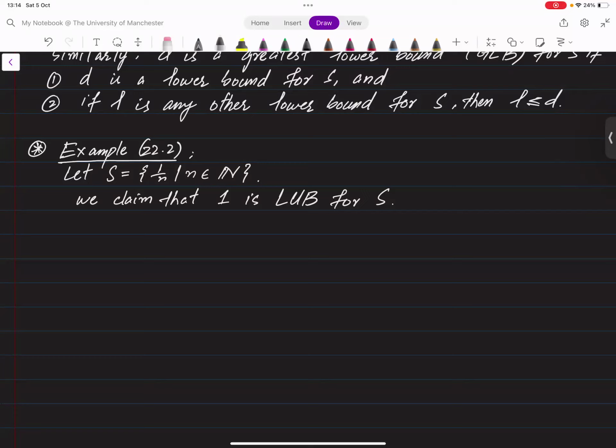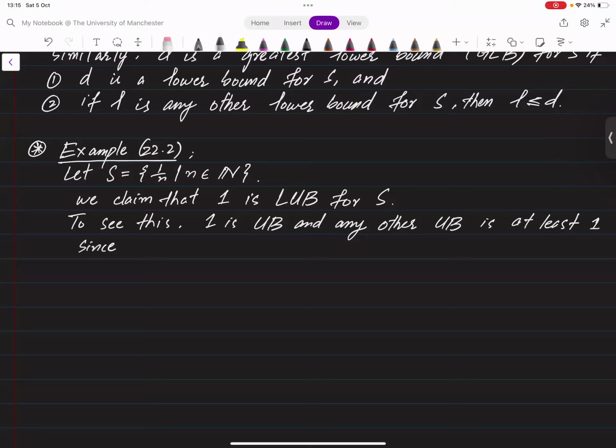So to see this, 1 is an upper bound and any other upper bound is at least 1, since 1 is in S. Okay.